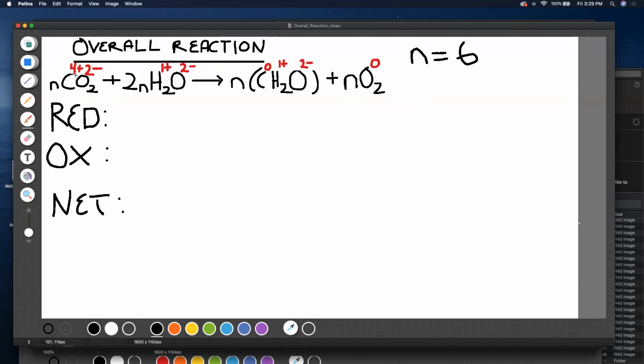So in order to figure out what is being reduced and what's being oxidized, you use the saying, Leo the lion says Ger. So loss of electrons oxidized, and then Ger, gain electron reduced. So if we take a look at carbon here, if carbon is going from a 4+ to a 0, that must mean it is gaining electrons. So we can put carbon dioxide on this side of the equation.